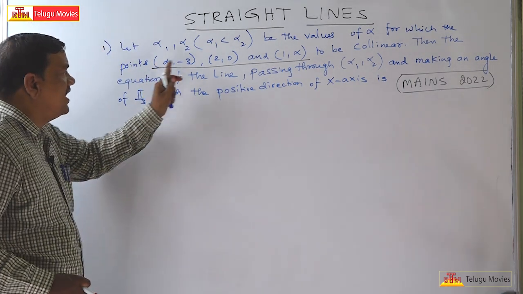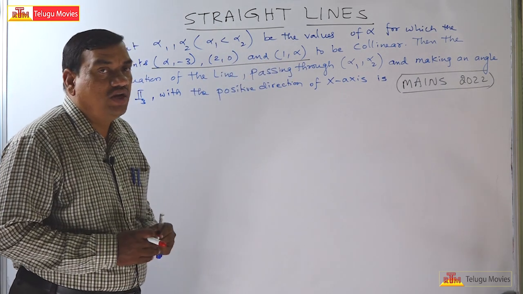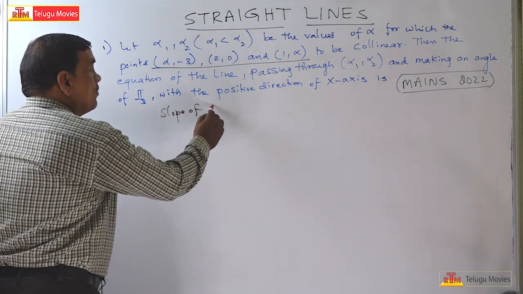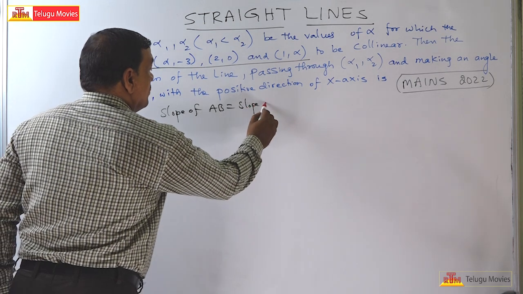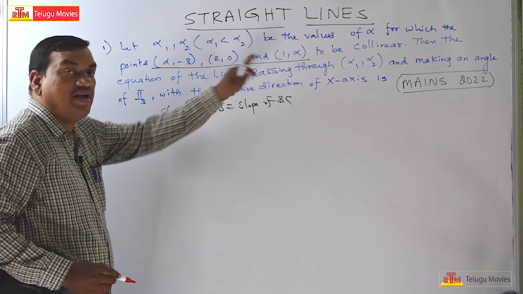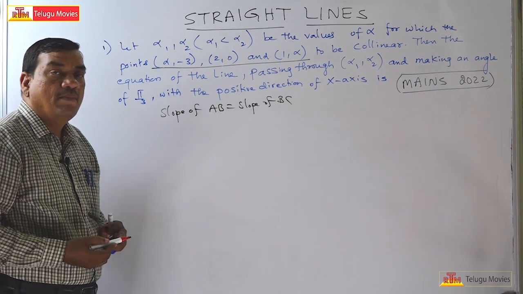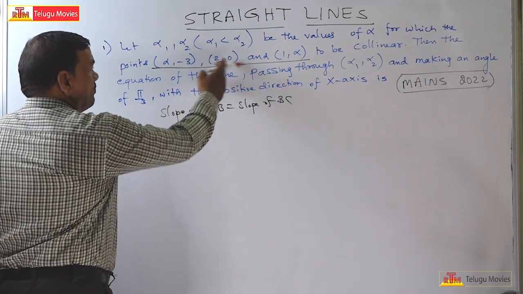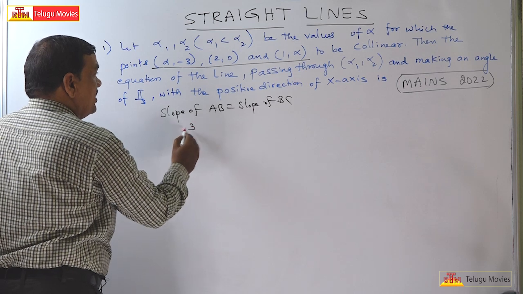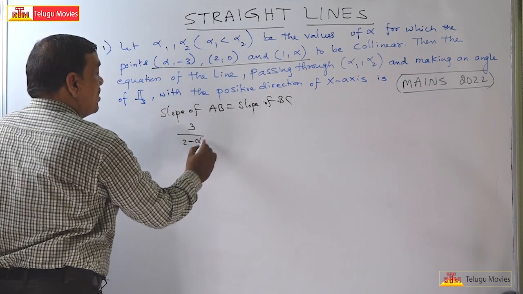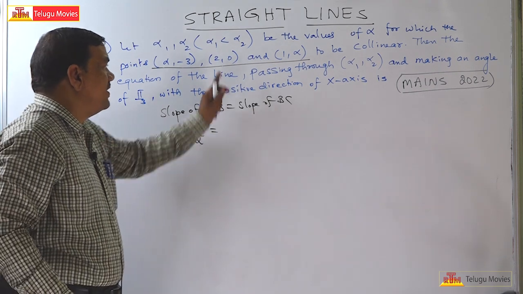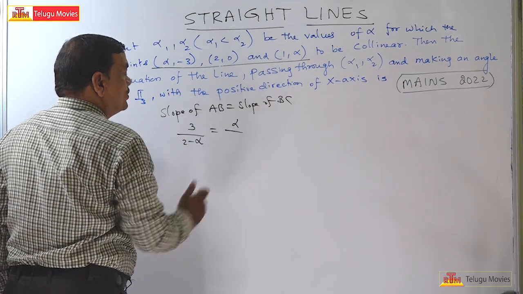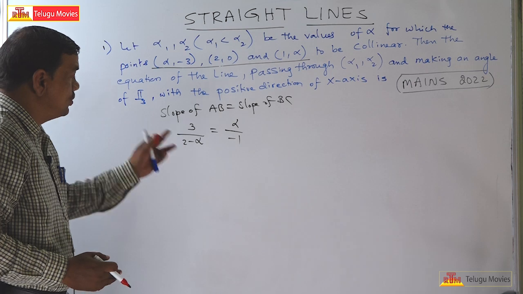Here A, B, C are collinear. Therefore, slope of AB is equal to slope of BC. The slope of the line passing through two points is the difference of y coordinates upon the difference of x coordinates. So slope of AB is 3 by (2 minus alpha), which is equal to slope of BC, that is alpha minus 0 by 1 minus 2, which is alpha by minus 1. Now take the cross multiplication.